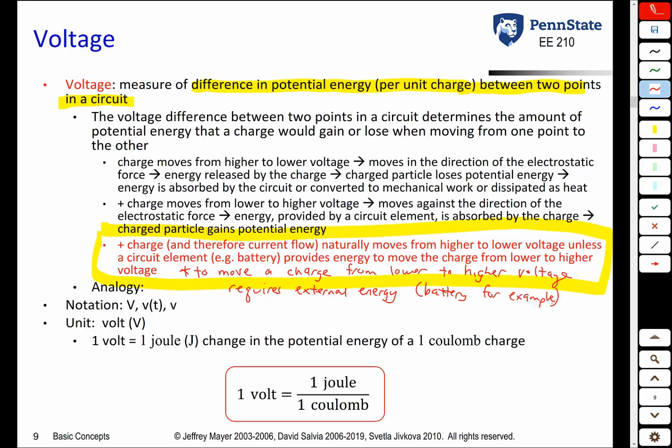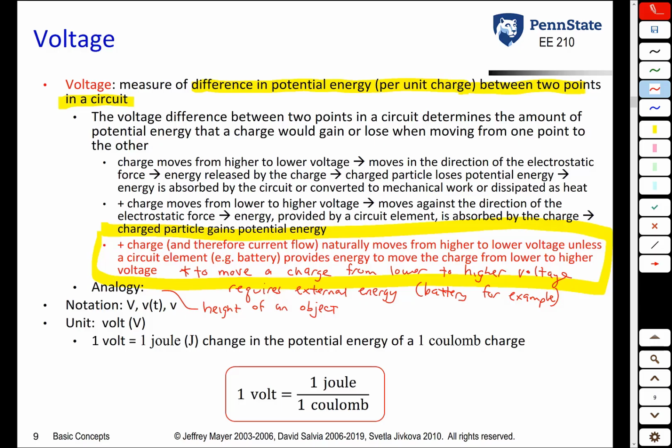So once again, some analogies for voltage would be the height of an object, so the higher an object is, the more potential energy it has. That's against the way it wants to go. It wants to go to a lower height. Just likewise in a circuit, a higher voltage means that the charge has more potential energy. The charge wants to go to the lower voltage, so if it's at a higher voltage, something had to put it there.